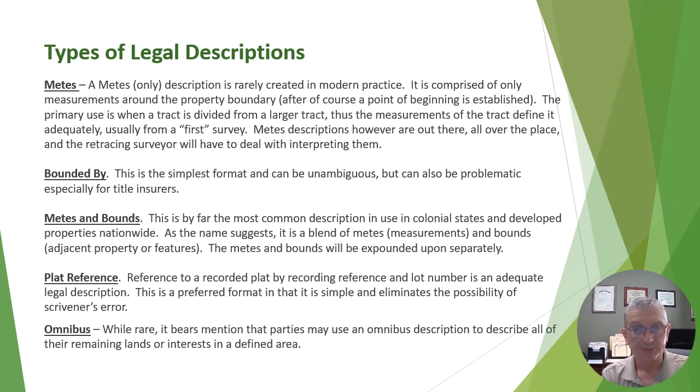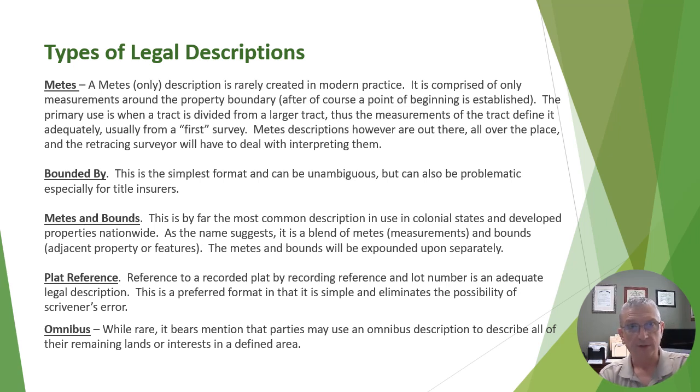Bounded by, or simply bounded, or bounds description. This is the simplest, and it can be unambiguous, but it can also be problematic, especially for title insurers. And a bounded description would simply be bounded on the north by Smith, bounded on the west by the highway, bounded on the south by Williams Creek, and bounded on the east by the Norwood property.